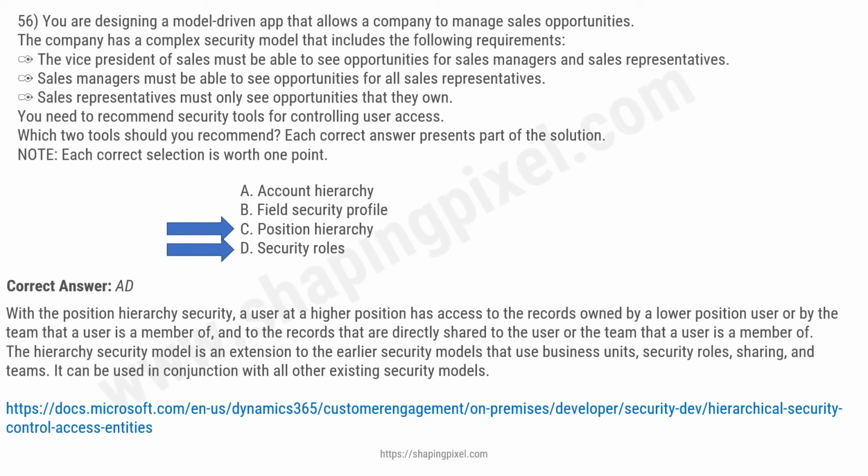So with the position hierarchy security, a user at a higher position has access to the records owned by a lower position user or by the team that a user is a member of, and to the records that are directly shared to the user or to the team that a user is a member of. The hierarchy security model is an extension to the earlier security models that use business units, security roles, sharing, and teams. It can be used in conjunction with all other existing security models.